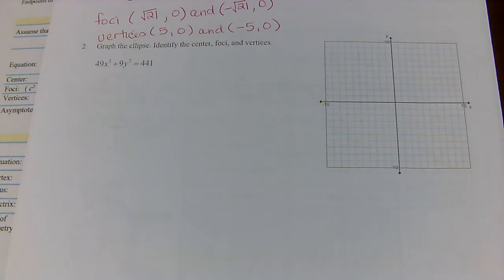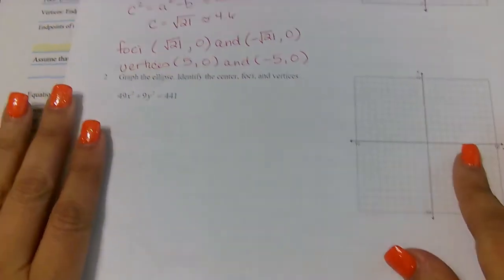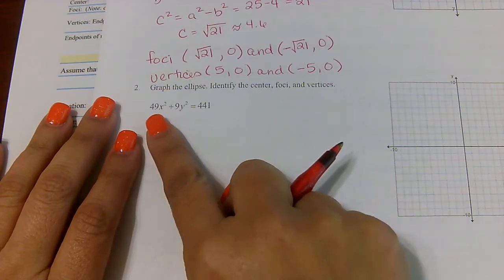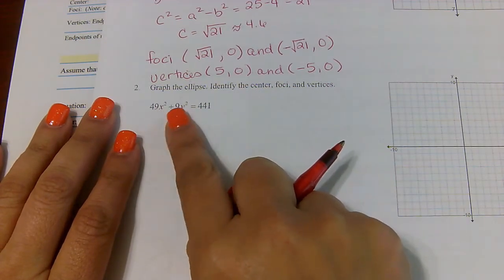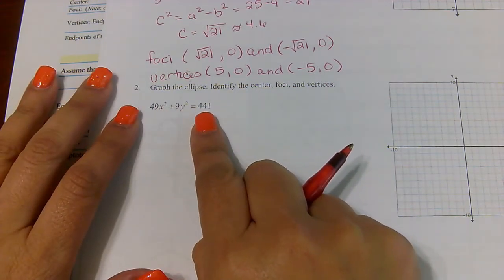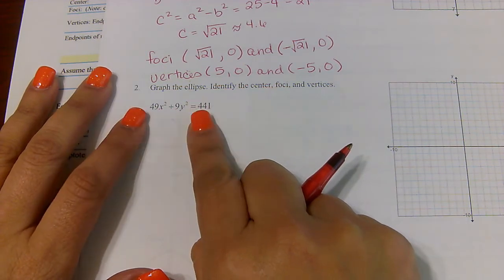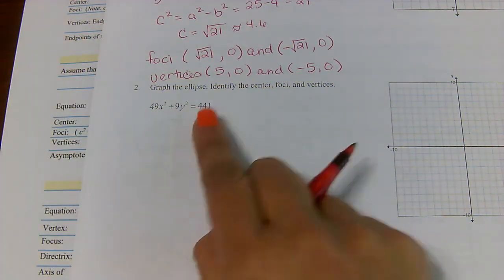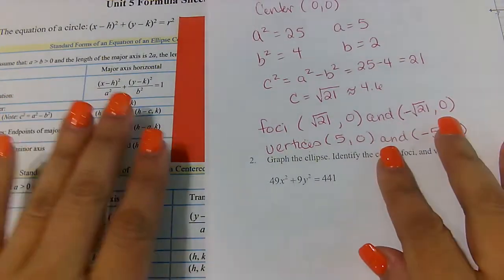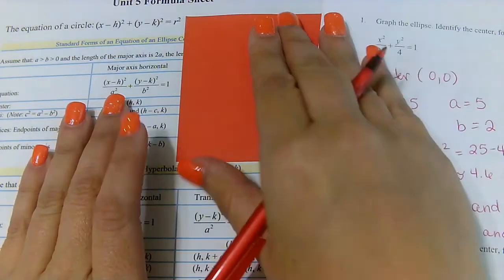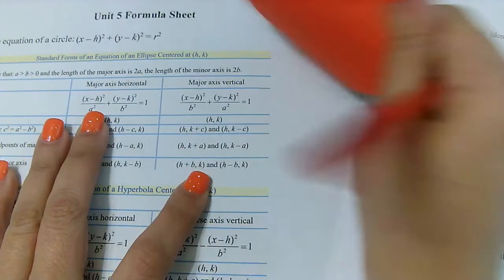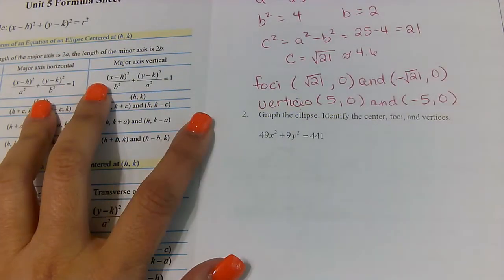Number 2. Number 2 says to graph the ellipse and identify the center, the foci, and the vertice. It's going to be very similar to the problem we just did. However, if you notice this here, it's not in the equation that we need it to be. We always want our equations to be in a standard form, which looks either like this or like this. So our equations have to equal 1.